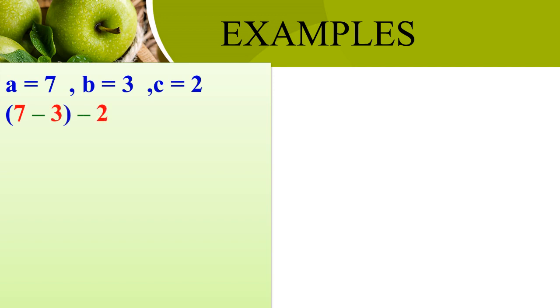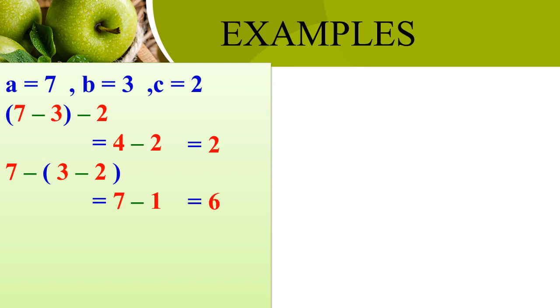First, we want to subtract 7 and 3 and then subtract 2. Therefore, 7 minus 3 equal to 4. 4 minus 2 equal to 2. Next, first we want to subtract 3 and 2 and then subtract from 7. Therefore, 7 minus 1 equal to 6.